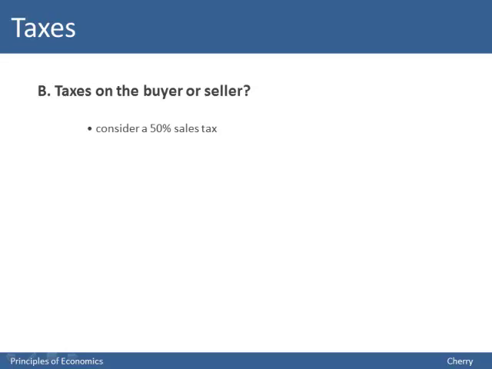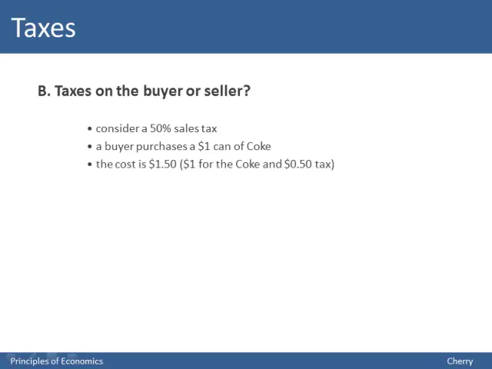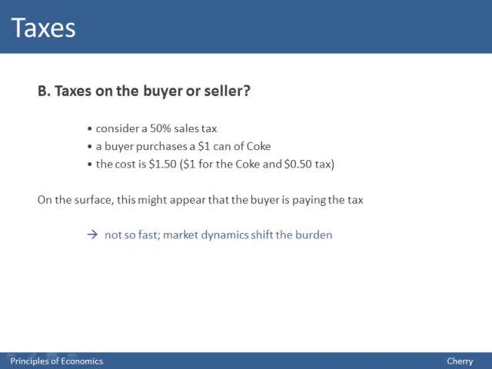All right, so let's first consider a 50% sales tax. What this means is if you buy a can of Coke for $1, it's going to end up costing you $1.50. So you pay $1 for the Coke, and then there's a 50% tax, which ends up being 50 cents. So you end up paying $1.50 total. So on the surface, this might appear that this sales tax is being imposed on the buyer, right? But not so fast, because the dynamics of the market will shift the burden.